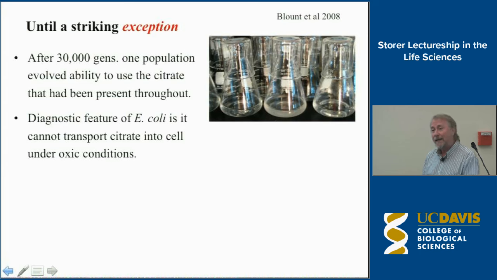And yet, as I said, a diagnostic feature of E. coli, going back to its definition, is that it can't transport, well, they didn't know it was transport, but they know it can't grow on citrate as a carbon source in an environment where there's oxygen. And these are well-stirred small flasks. There's plenty of oxygen around. And yet this one population figured out how to do it.